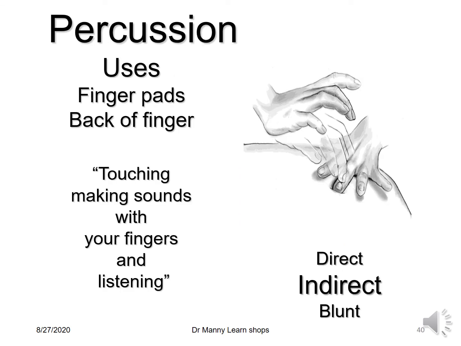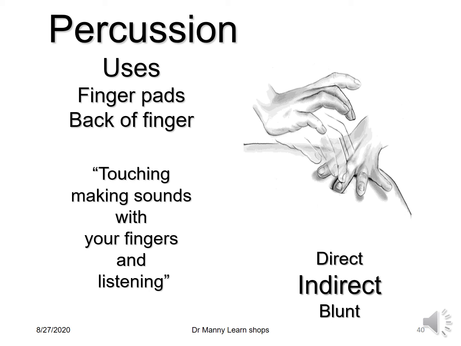Percussion is a really important tool. However, it requires a lot of practice. And it provides a lot of important information, which typically today is identified with more advanced techniques such as possibly a chest x-ray, an abdominal x-ray, CT, and so forth. But percussion is a tool where you use your finger pads and the back of your finger. And this can be direct, indirect, or blunt.